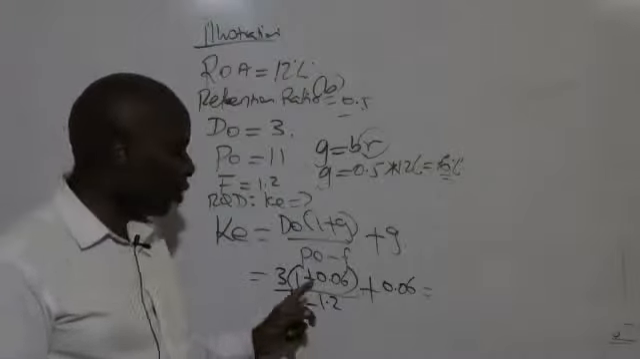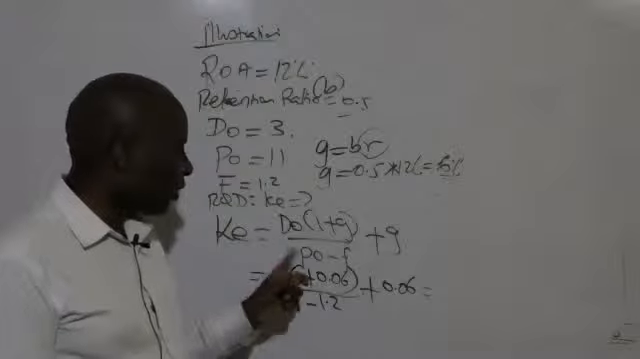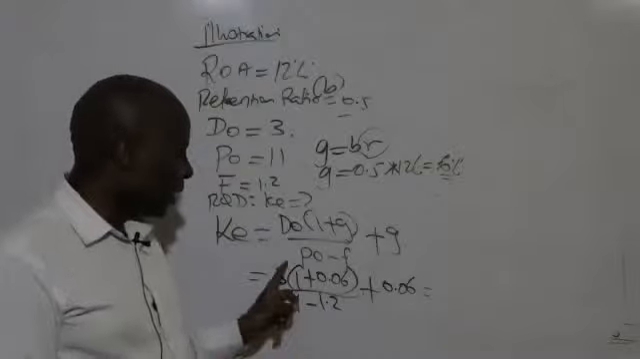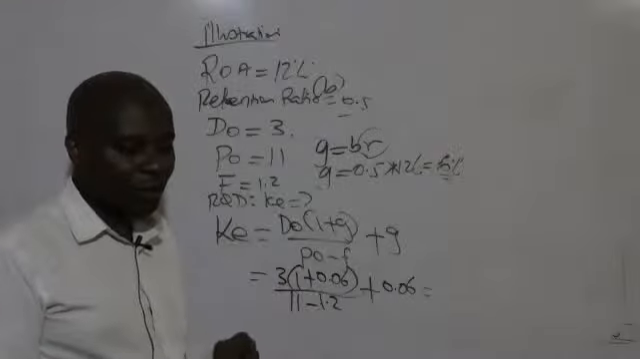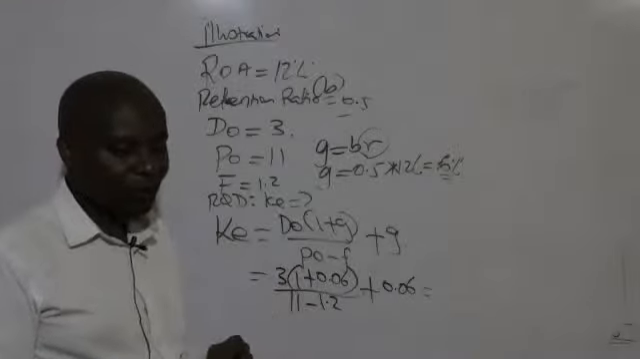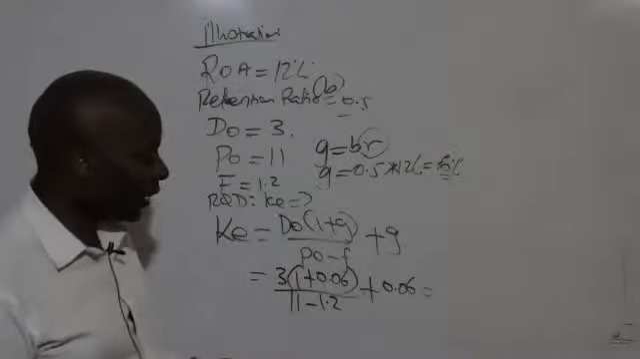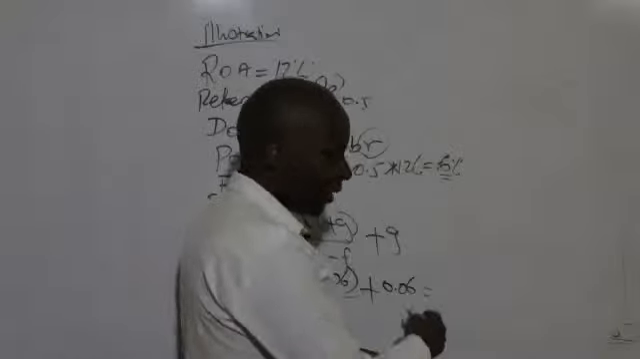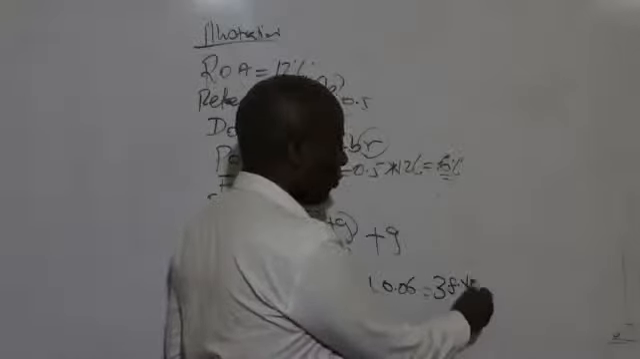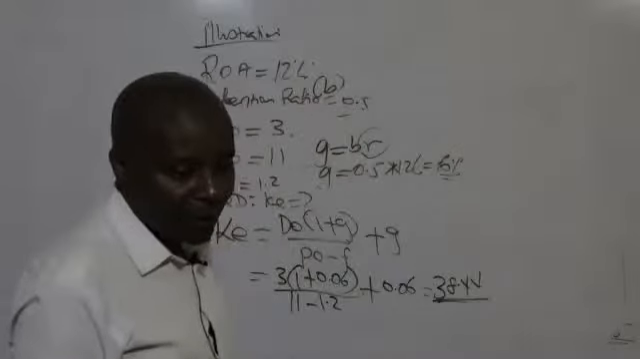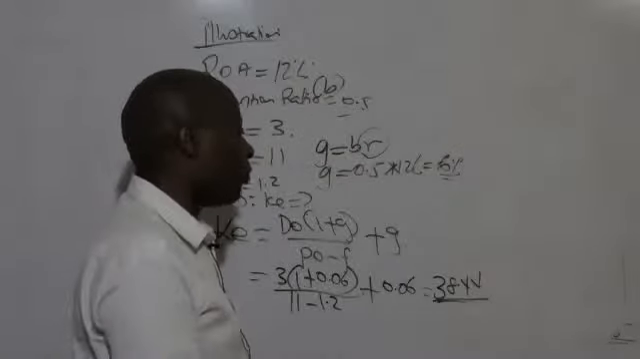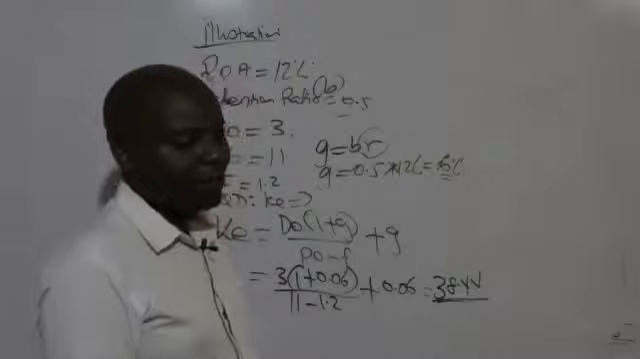So if you move slowly, you'll have 3 times 1.06 divided by 9 point something, isn't it? Whatever we get plus 0.06, which gives us 33 point what here? 38.44. Is there anyone who was able to get this correctly? 44 percent, the same percent, isn't it?